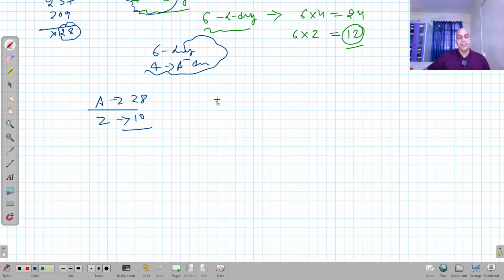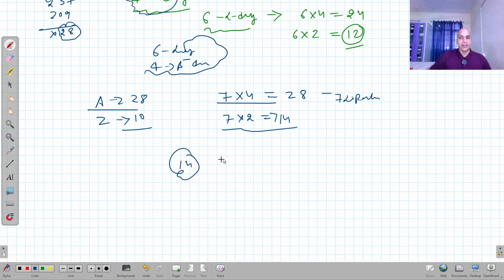So A changes by 28, and A can change only by alpha decay. So we have 7 into 4, 7 alpha particles that will reduce it by 28, right? But 7 into 2, 14. So atomic number will decrease by 14, right? Now, if I want it to change by 10 only, then what I have to do, because alpha decay will decrease atomic number by 14. So I want 10, right? 10 means I want to add 4 into that, right?